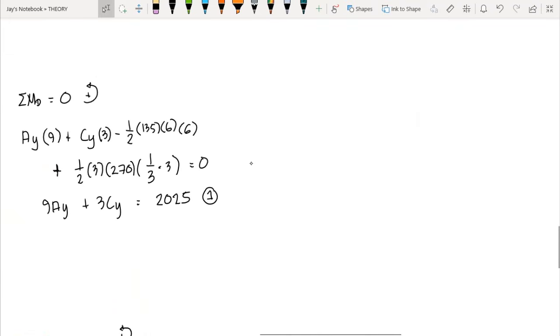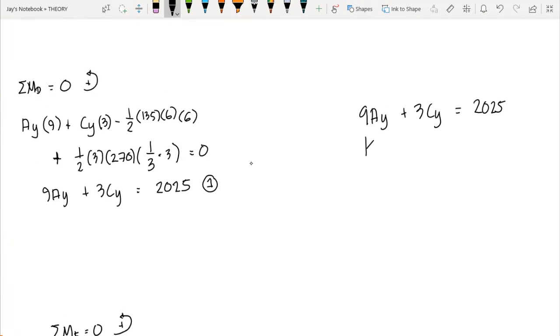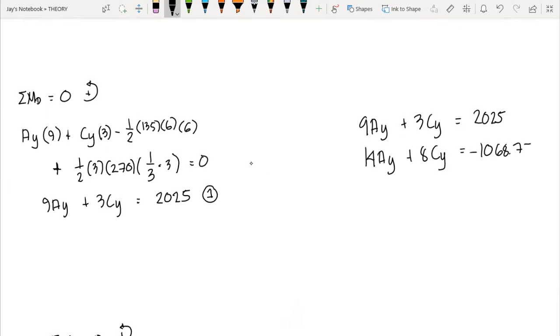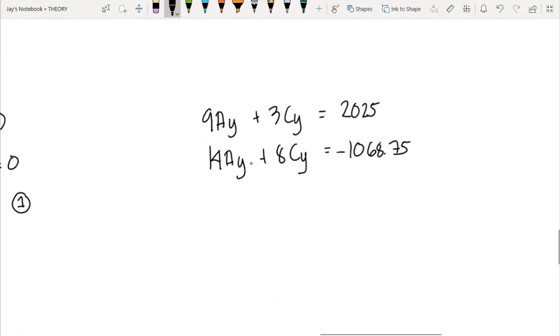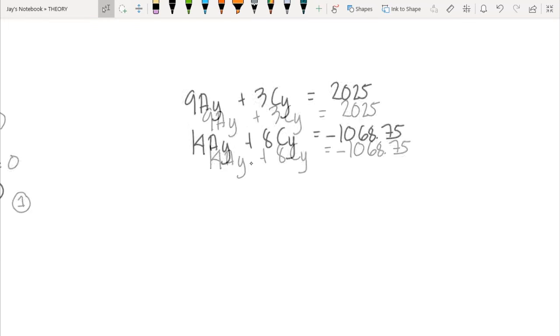So we have now two equations. 9AY plus 3CY is equal to 2025. And 14AY plus 8CY is equal to negative 1068.75. So we will now be solving for the values of AY and CY. Now you can use either the substitution method or the elimination method for this one. So you need to apply your knowledge in algebra.